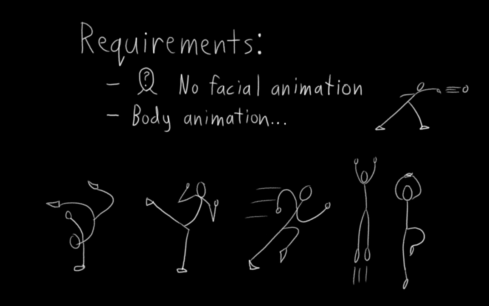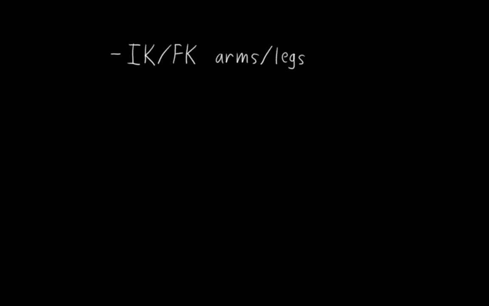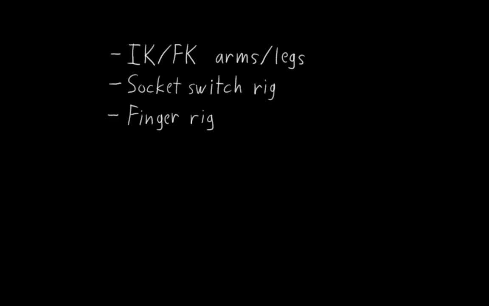However, we actually have most of the rigs for this figured out already. We know how to do IK-FK switching for arms and legs, we know how to do socket rigs for FK arms and legs, and we know how to rig fingers. And that's actually most of the rig right there. There are, of course, a few bits here and there that we need to figure out, like a better foot rig and a head and neck rig, but most of those are pretty simple.